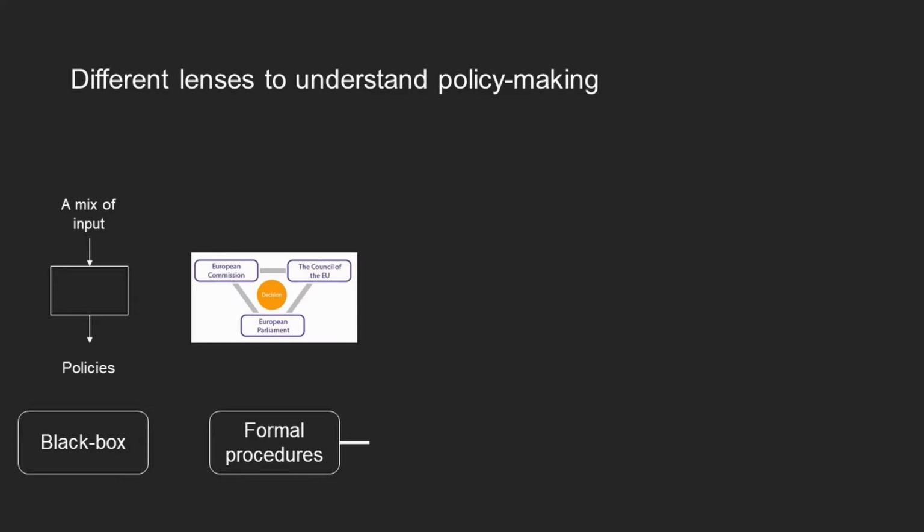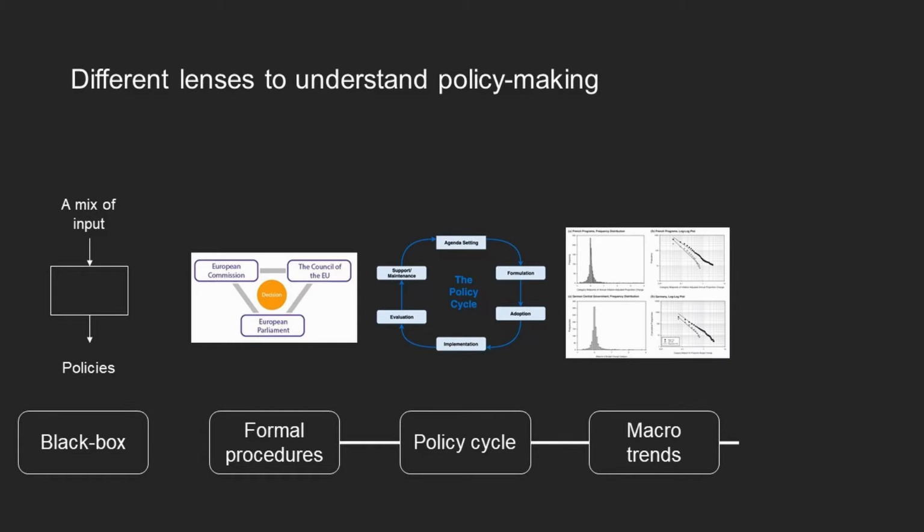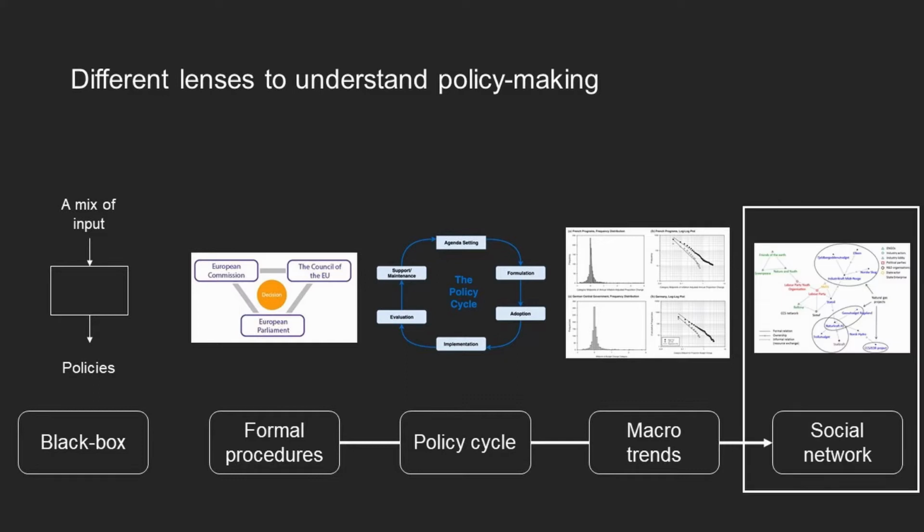A different way to look at it is to look at formal procedures between different branches of government or of policymaking processes, such as the interaction between parliaments and the executive, etc. You can look at the policy cycle, and I will get to that. Basically, the process of formation of policy. You can look at macro trends. By that, I just mean you try to measure things about policymaking activity, and you try to then deduce conclusions based on that. Or you can look at it as a social network.